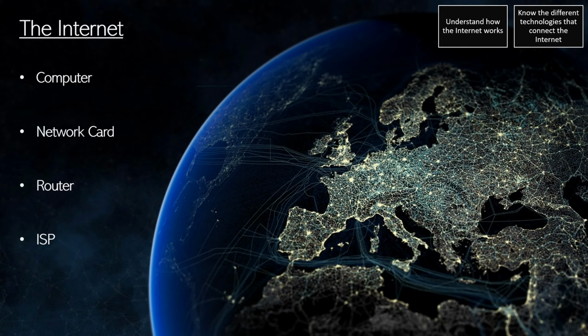So to connect to this network, you will require a number of things. The first one is a computer. So let's say, for example, that we live in the UK here. So let's say this is our house here. Doesn't matter where in the UK. And in our house, we need a computer. So the first thing you will need is a device which can connect to the network.